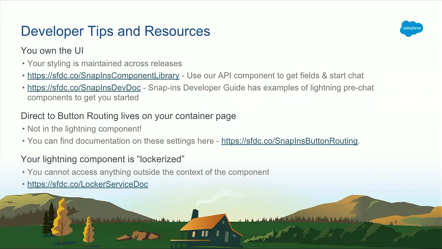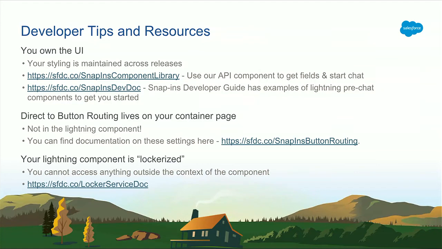For direct-to-button routing, just remember, if you're creating a custom pre-chat Lightning component, all your live agent advanced settings don't go in there. It goes in whatever page you're hosting the actual snap-in in. And then documentation and examples for that, for extra pre-chat info or details, invitations, can also be found in our developer docs as well.